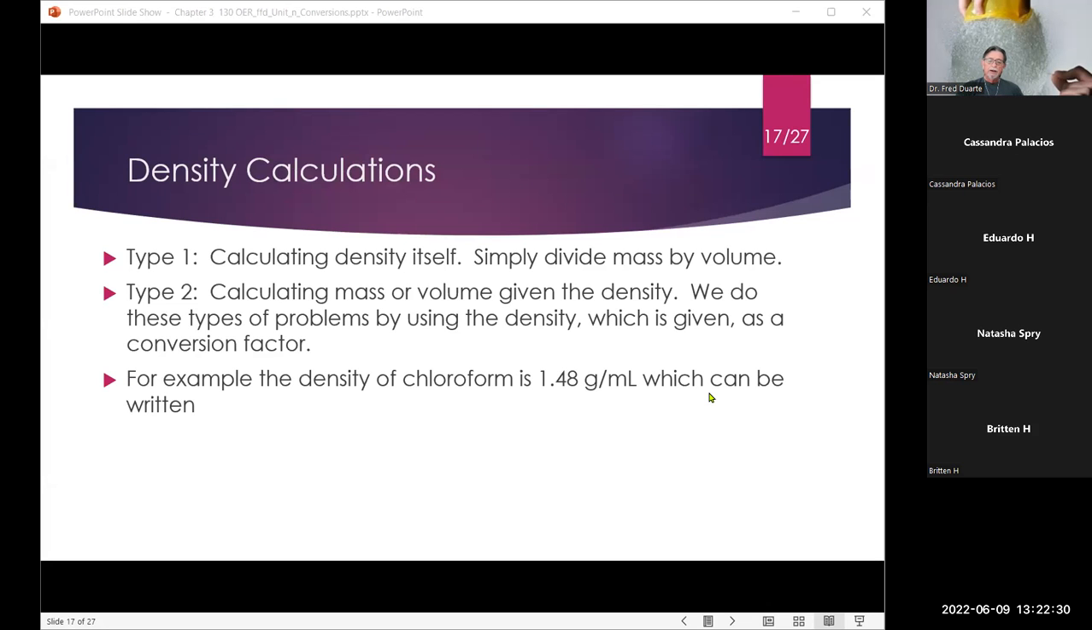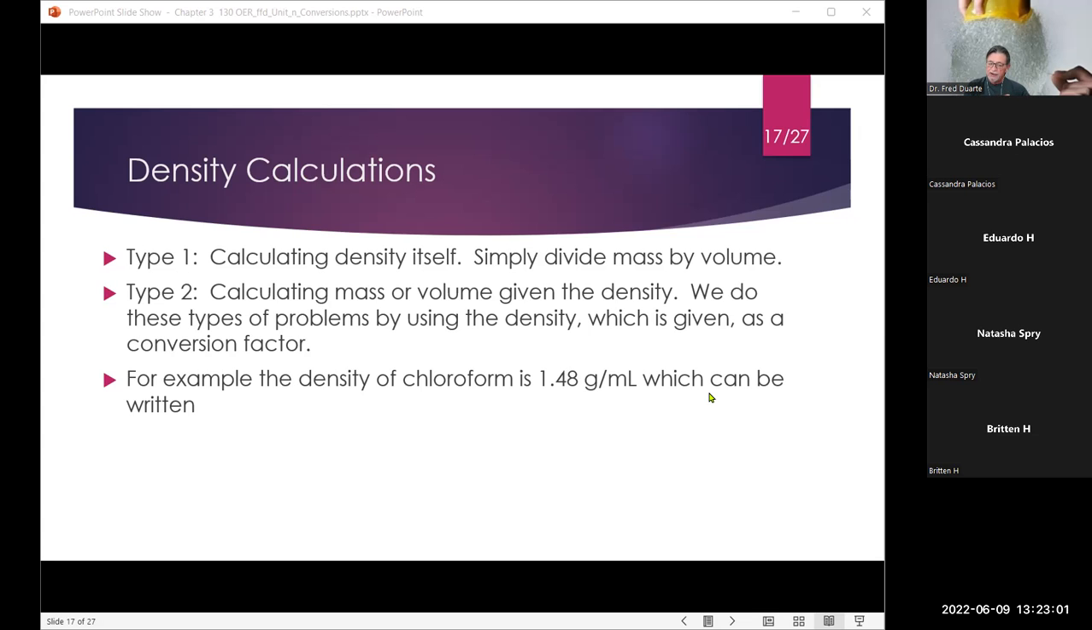Okay. Now, with respect to density calculations, we have 2 types of calculations. One, simply we're going to calculate the density, and that's real straightforward. We take the mass and divide it by the volume. Now, the volume we can either measure directly with length times width times height, and that gives us the density, or we measure it by displacement. Okay, and it's a straightforward mass over volume.